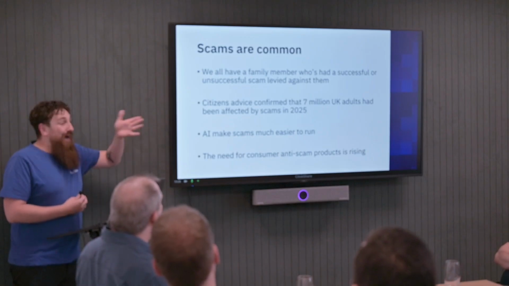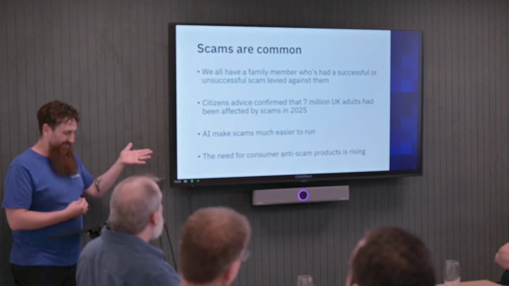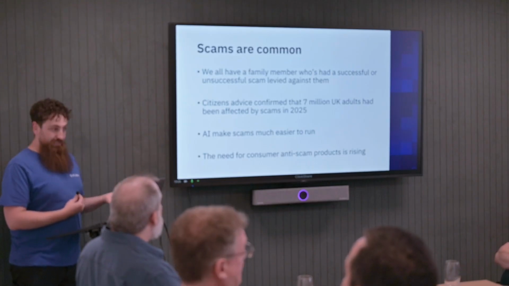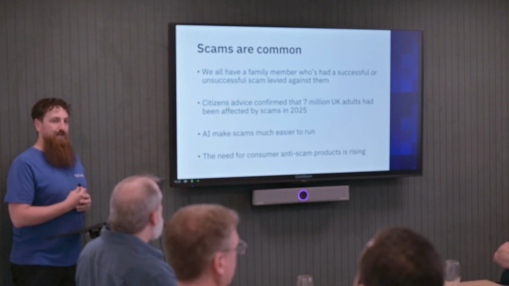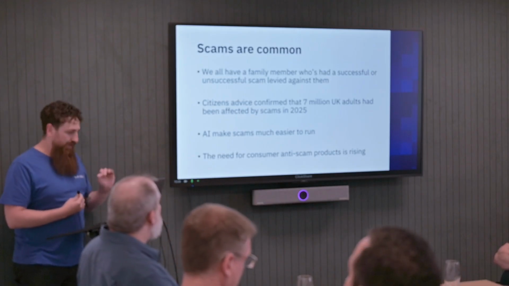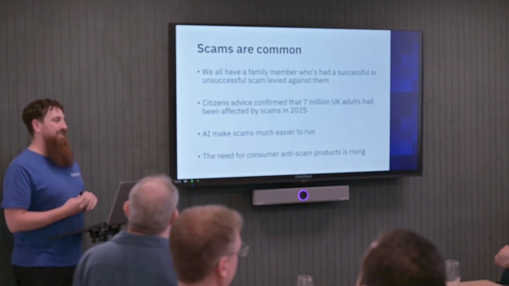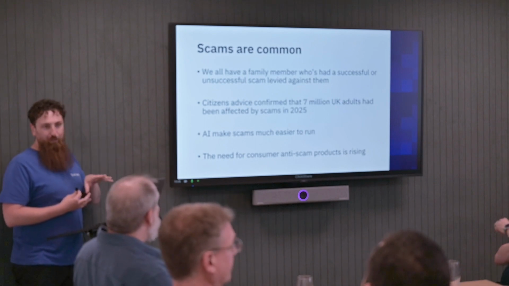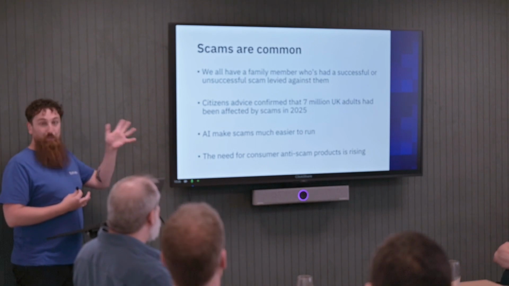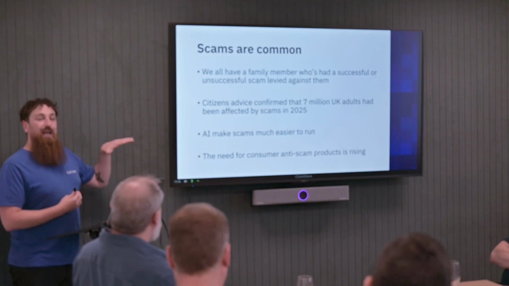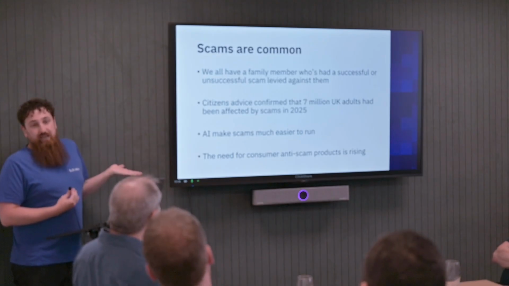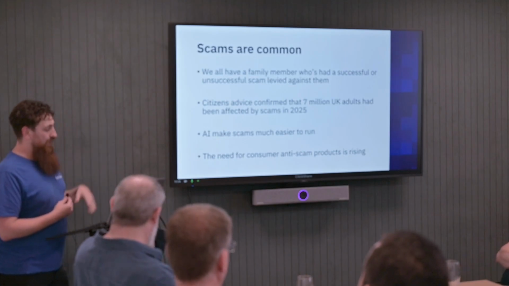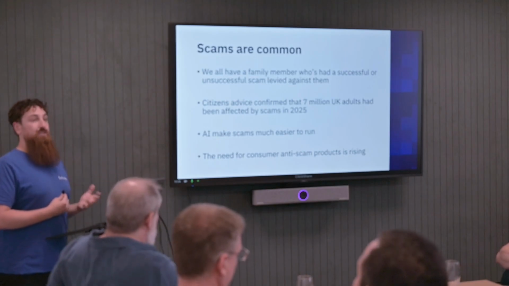Obviously, we have to talk about AI. It's everywhere. Unfortunately, AI makes scams a lot easier to run. The bar for entry is much lower than it ever has been. I think before we could always say, oh, the language is kind of bad in this email. It's unlikely to be my mum or unlikely to be Elon Musk. Now, obviously, language isn't really a factor because the AI will do that for you. So with all of these in mind, the need for consumer anti-scam products is rising.